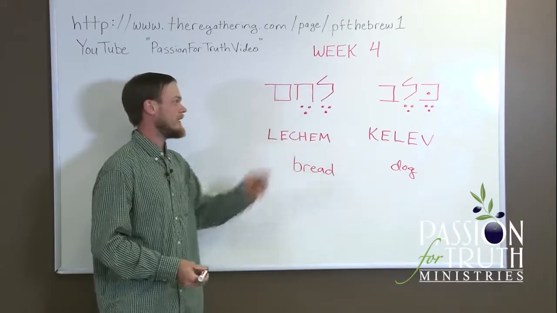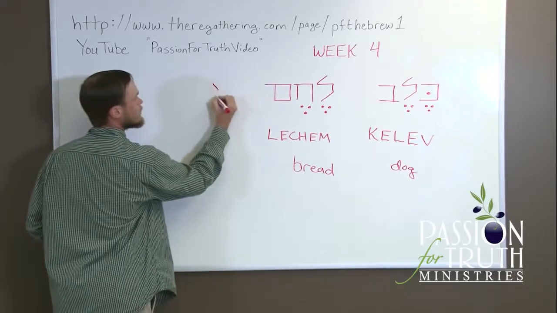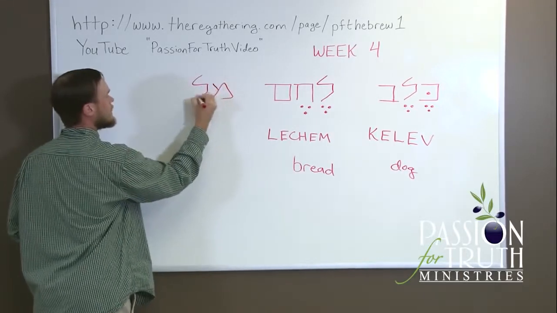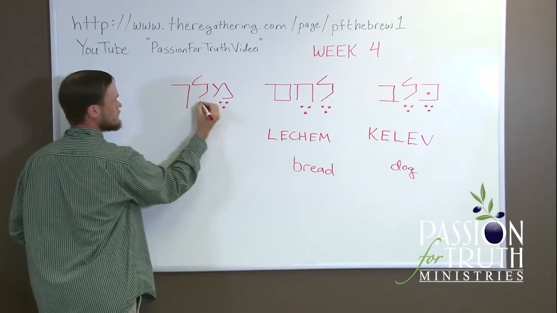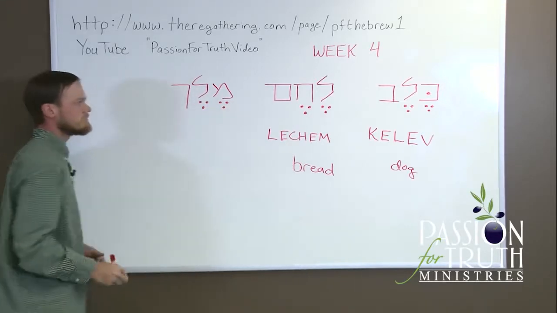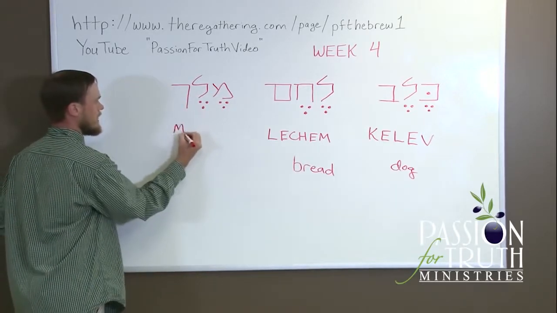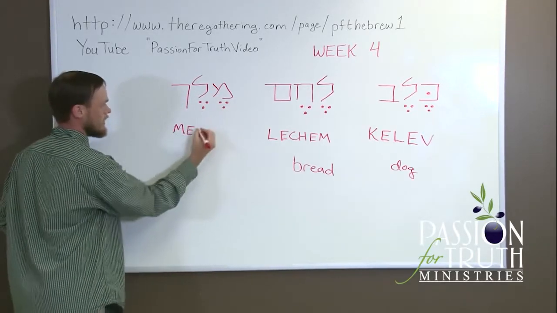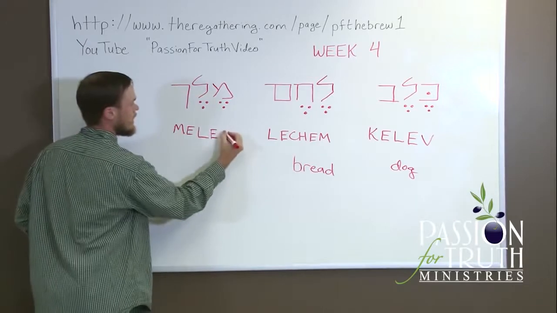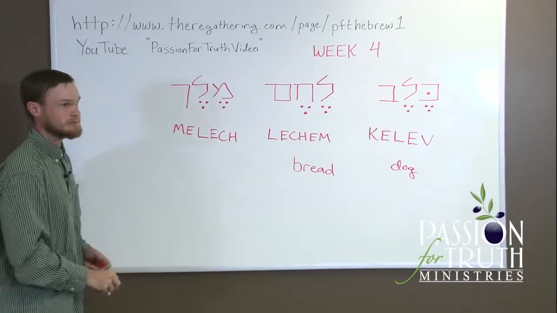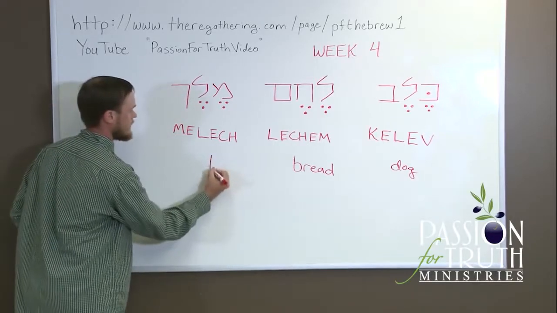All right, so kelev, lechem, and now we get to use the final chaf. In this word, mem, lamed, final chaf, with a segol under the mem and a segol under the lamed. Okay, so this is pronounced M for the mem, short E for the segol, L for the lamed, short E for the segol under the lamed, and Ch for the chaf. So melech, and melech is a king.